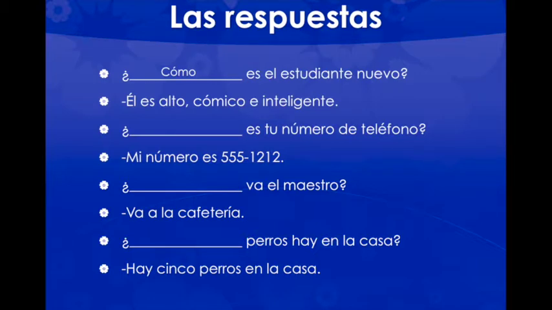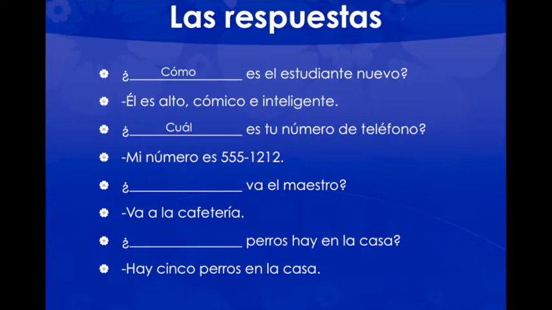If the answer is my number is 555-1212, mi número es 555-1212, the question is what or which is your phone number? Here we use the word which instead of what because there is a finite amount of phone numbers in the world. Which one is yours? Instead of what is your phone number, we say which.